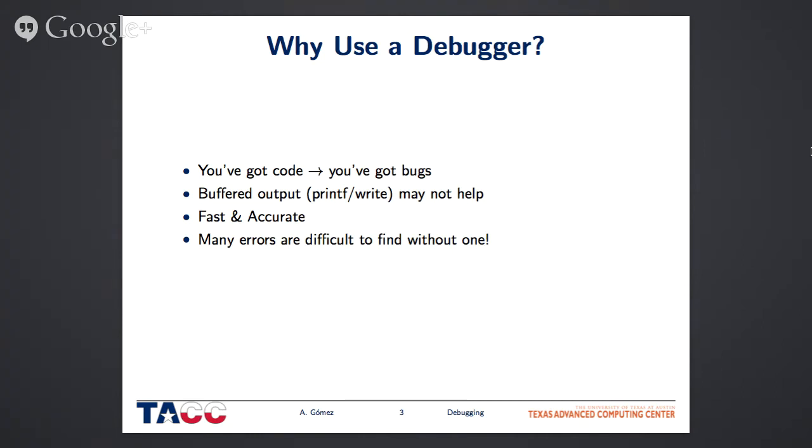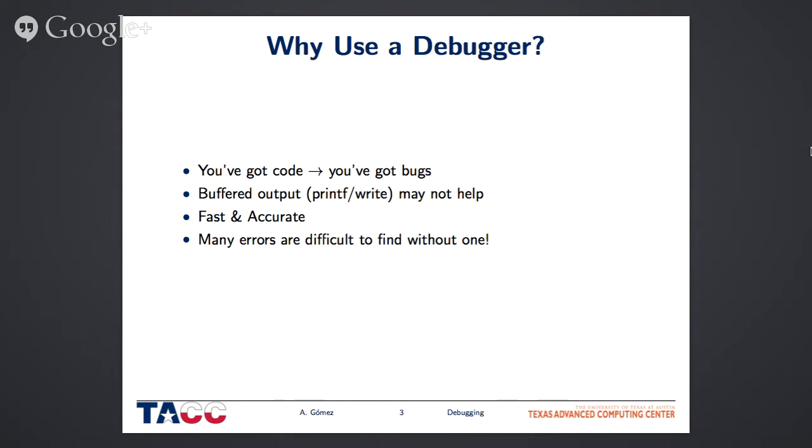Well, that is a pretty easy question. If you have some code, you're going to have bugs. That's all. Some people claim that they are geniuses and that they don't introduce bugs in their codes. That's false. Everybody does it. There's nothing you can do about it. You're going to have bugs.